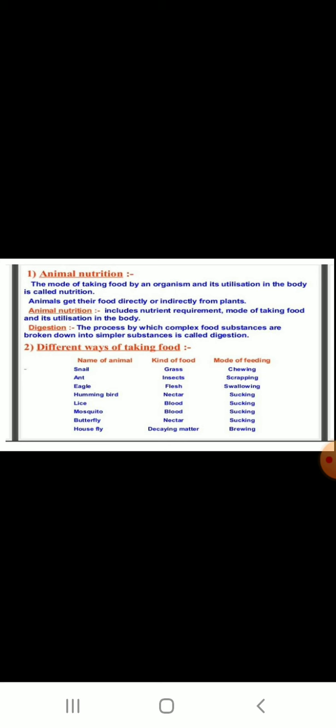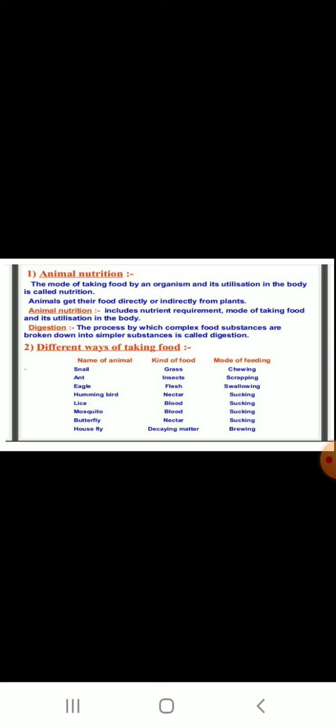Animals get their food directly or indirectly from the plants. As I told you, directly means some animals, like herbivorous animals, eat plants directly. They are dependent on plants directly. Some carnivorous animals will eat herbivorous animals because they depend on herbivorous animals. They will not eat a plant directly, but they eat herbivorous animals. So this is how they are indirectly dependent. Animal nutrition includes nutrient requirements, mode of taking food, and its utilization in the body.